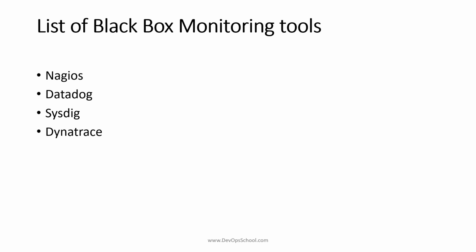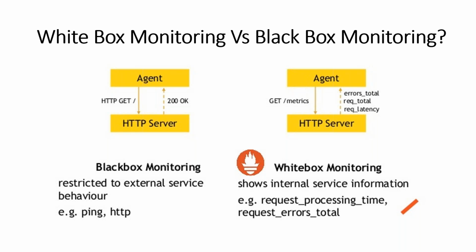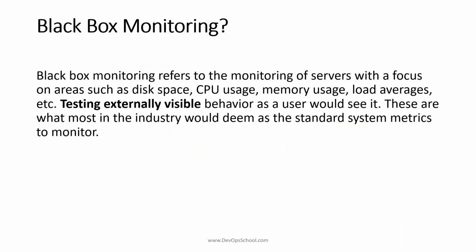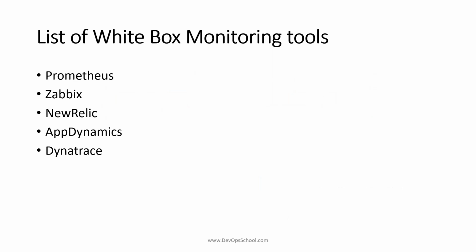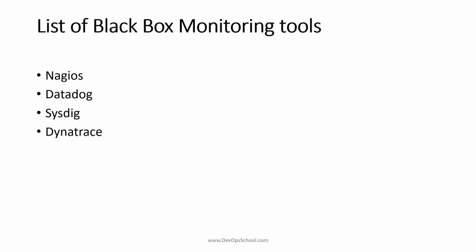If you go back one step, for white box monitoring you mentioned some tools, which are Prometheus, New Relic, and Dynatrace. Dynatrace also acts as a black box tool, by the way. So it supports both: you can get the high level information and also the internal information. So Dynatrace supports both white box and black box, right? That's correct. But Prometheus only supports white box.